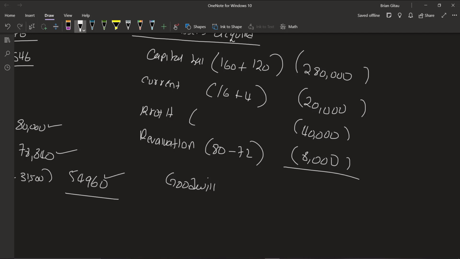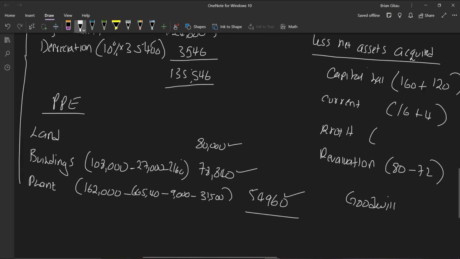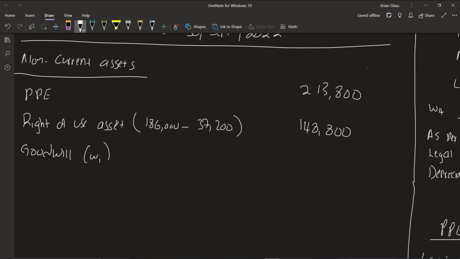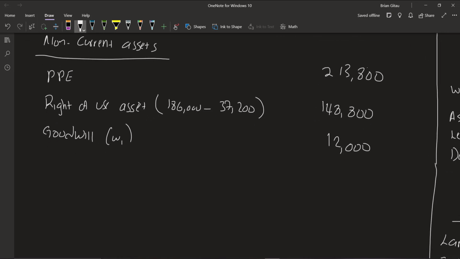So our goodwill in this case, let's calculate that, will be given as 12,000. So we go ahead and indicate that our goodwill is 12,000. And that's it for the non-current assets. Next we have current assets.